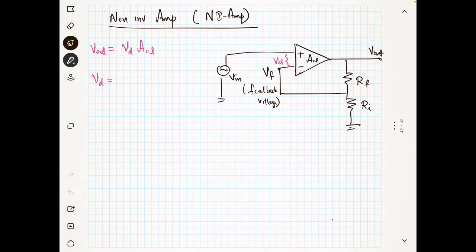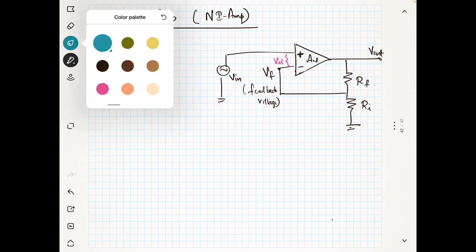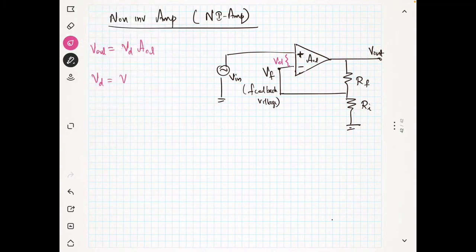Now VD is equal to, what is VD? For the plus input, you have an input which is V in, and for the negative input you have the input VF, so minus VF. And so I can write V out like this: V out is equal to V in minus VF into AOL. Am I correct? Now we are going to find what is V out.